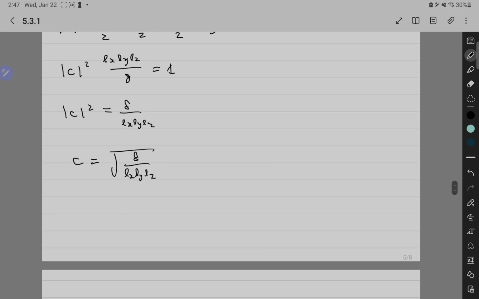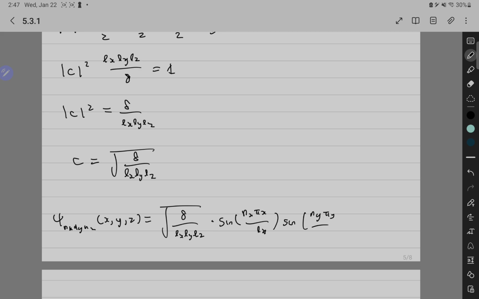So finally, we obtain the solution after all of this long hour of work. So psi of nx, ny, nz is a function of x, y, z. I forgot, this is the variable, so now it's psi of x, y, z. The final expression is we have the normalization constant at front, so the square root of 8 over Lx Ly Lz, times sine of nx pi x over Lx, sine of ny pi y over Ly, and finally sine of nz pi z over Lz.